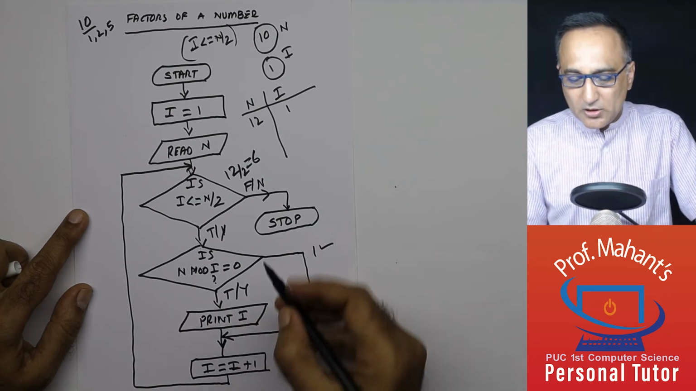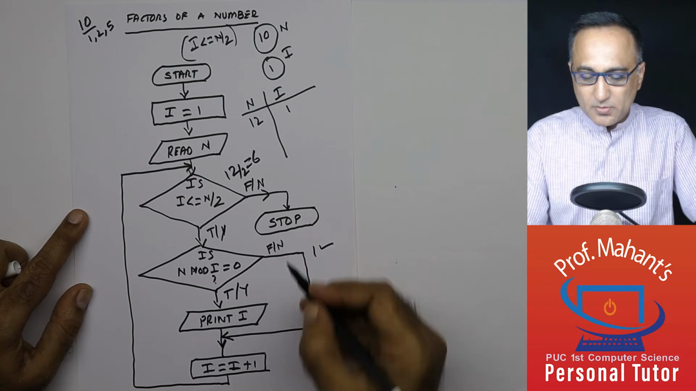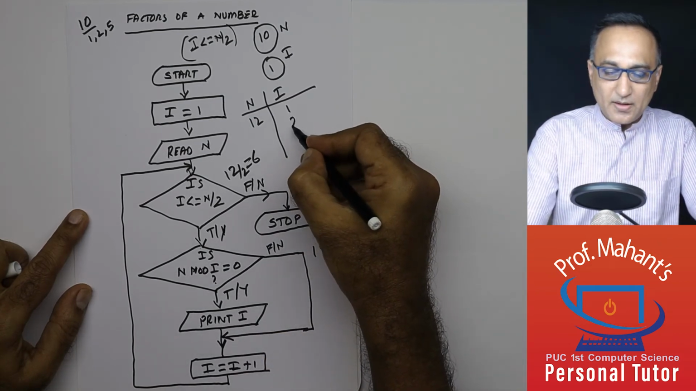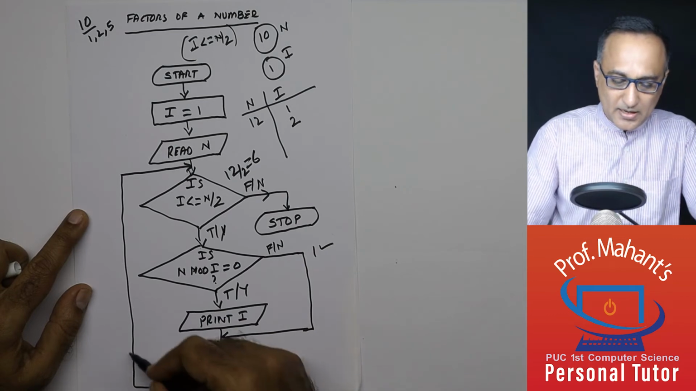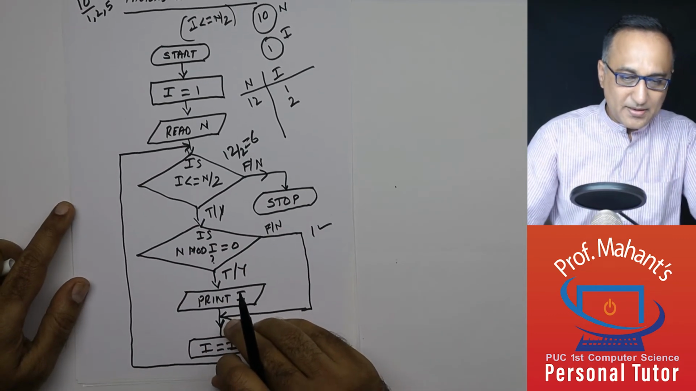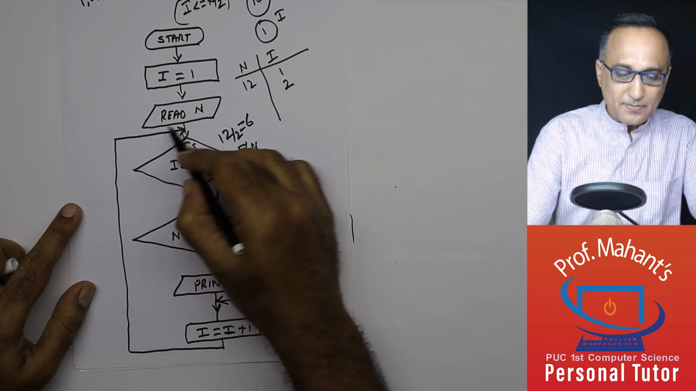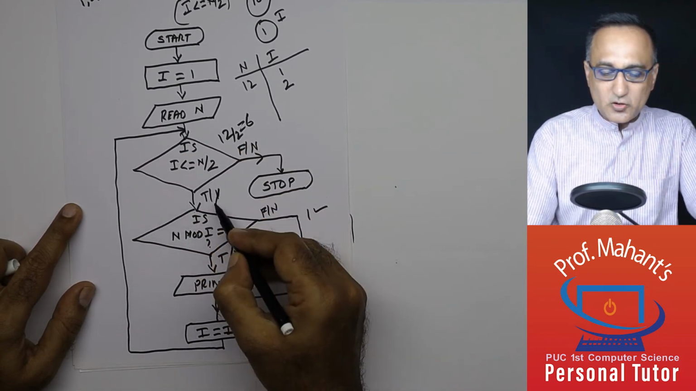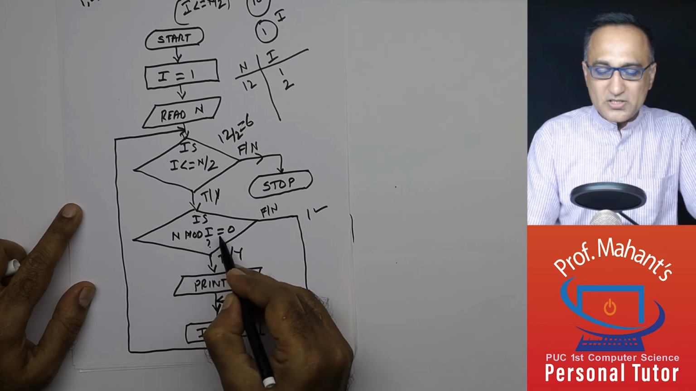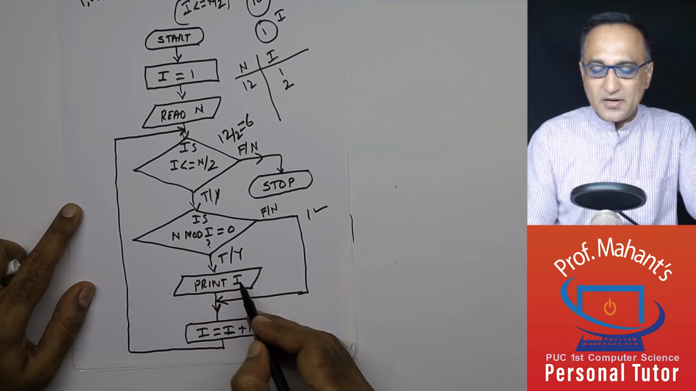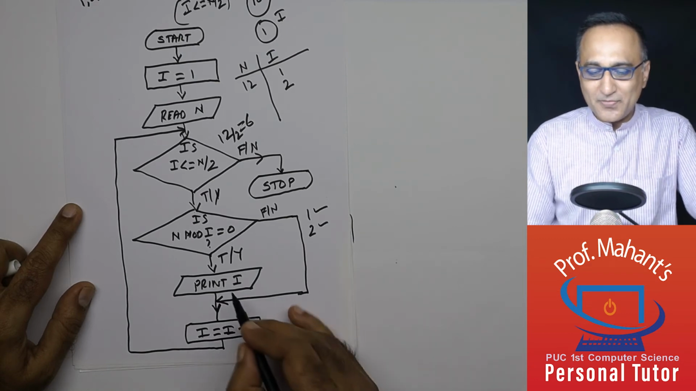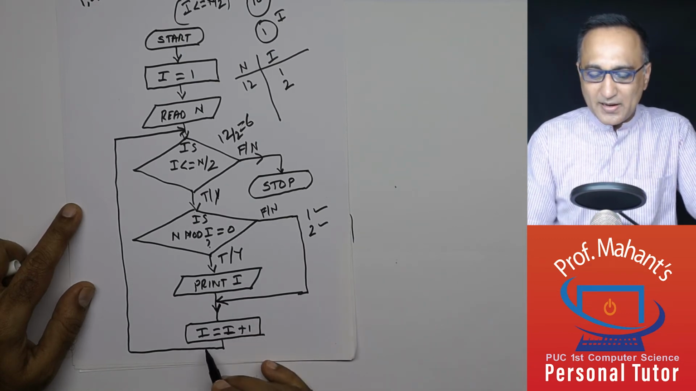Once I print 1 on the output screen, I need to increase the value of i by 1. i becomes 2. Then I go back here. I circle up and go back here. Is 2 less than or equal to 6? True. 12 mod 2 is equal to 0, true. So I'm printing the value of i. The second factor happens to be 2. Then I come back here and increase the value of i by 1.